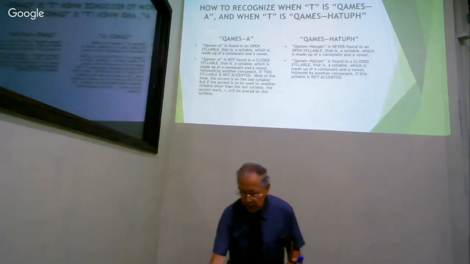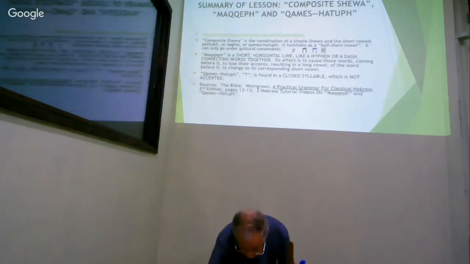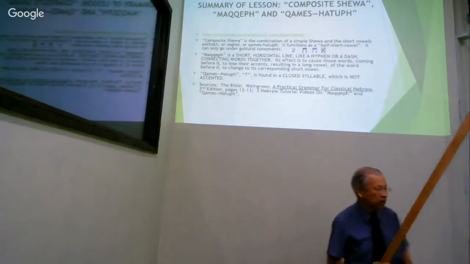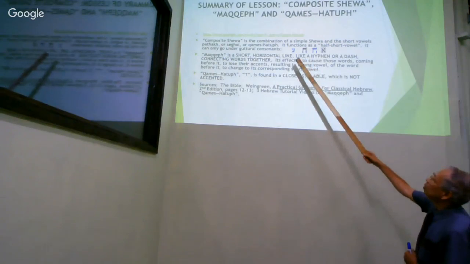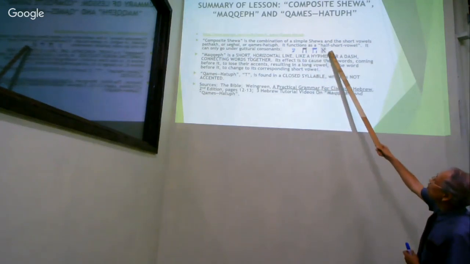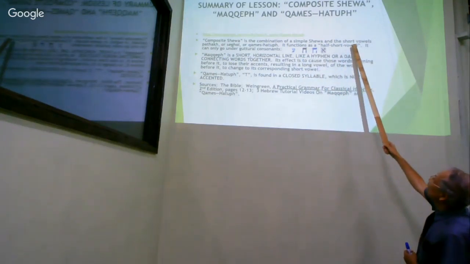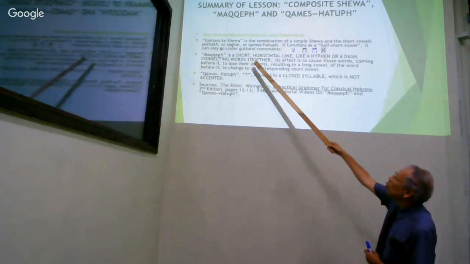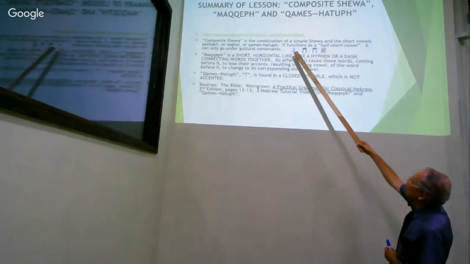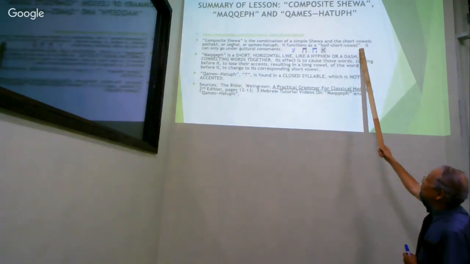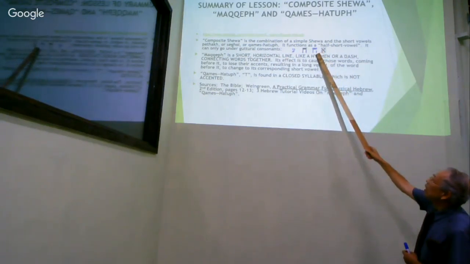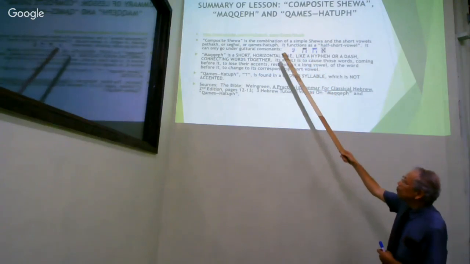Okay, we're going to be leaving this lesson. This is the last slide for this lesson, lesson 10, which summarizes everything. Composite Shewa is a combination of the simple Shewa and the short vowel Hataf Patah, Segol or Qames-Hatuph. It functions as a half-short vowel. It can only go under guttural consonants like Aleph, He, Het, and Ayin.